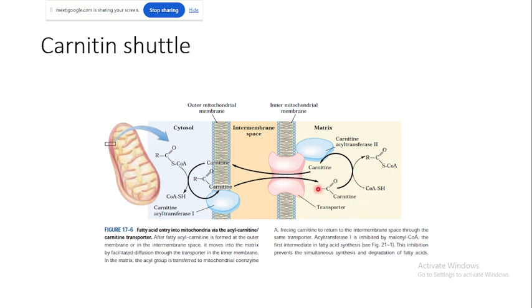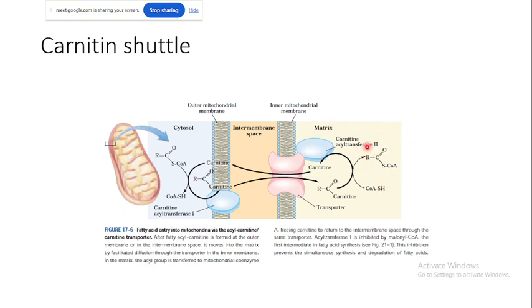So now the role of the carnitine group is over. Carnitine acyl transferase 2 will replace the carnitine with coenzyme A. So the carnitine will be eliminated and coenzyme A will bind to this fatty acyl group, and it will become fatty acyl CoA again. That is mediated by carnitine acyl transferase 2, right?